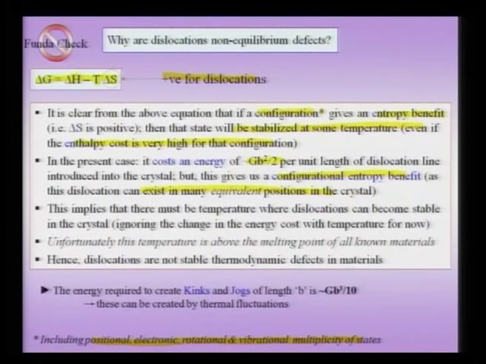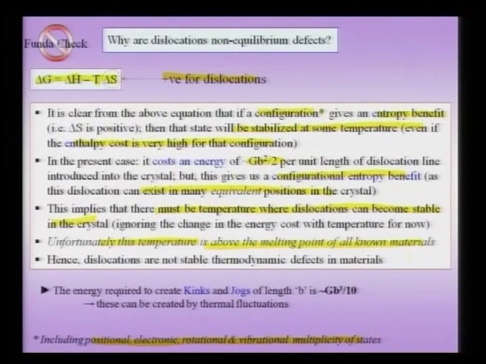Now, this equation tells us there must be a temperature where the dislocations can become stable in the crystal, but the unfortunate point is that this temperature calculated is above the melting point of all known materials, and therefore dislocations are not stable defects in crystals.